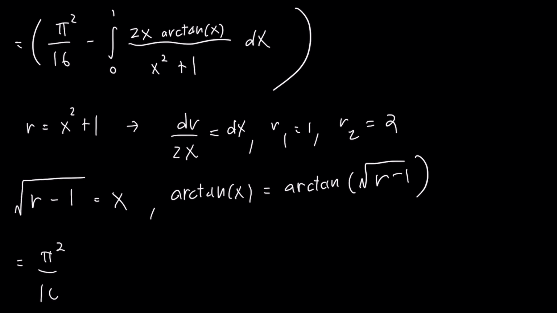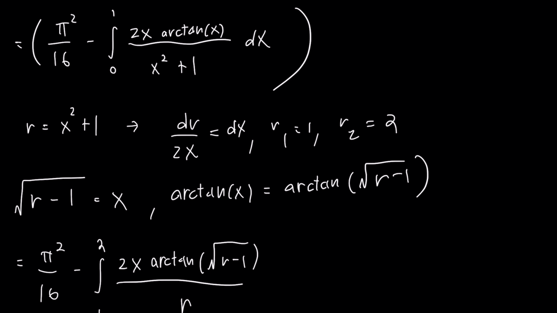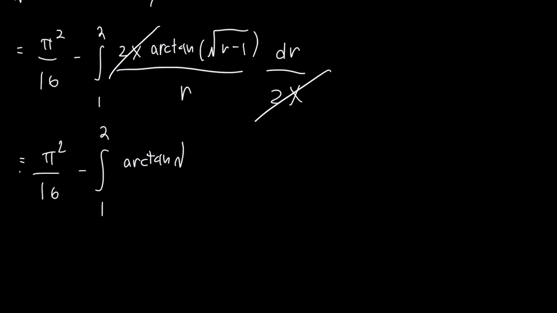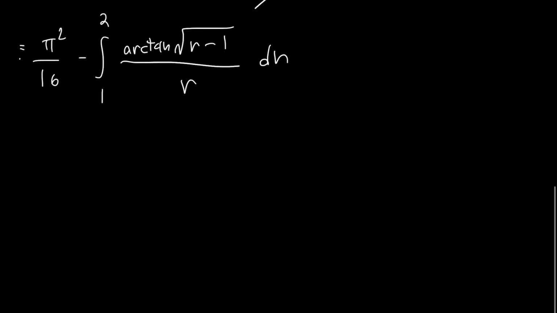So we have pi squared over 16 minus the integral from 1 to 2 of 2x arctangent of the square root of r minus 1, divided by r, and dr over 2x. So as you can see, this 2x cancels. We're left with pi squared over 16 minus the integral from 1 to 2 of the arctangent of the square root of r minus 1 divided by r dr. And we will use integration by parts again.